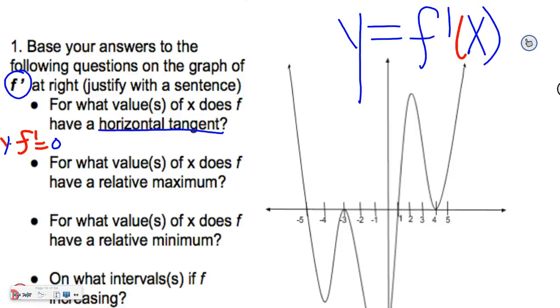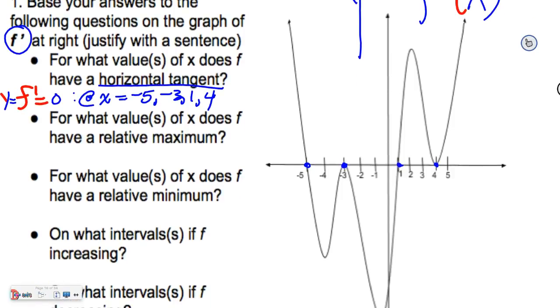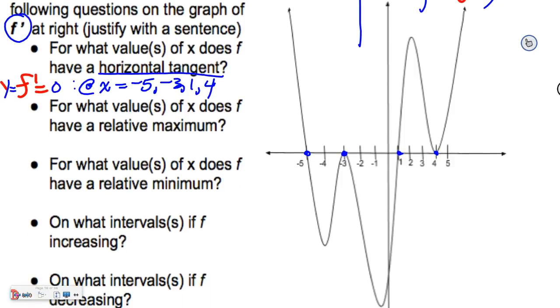But I'm staring at the graph of the derivative. So I am looking for where the y values are 0. Right here, right here, right here, and right here. So that would be at x equaling -5, -3, 1, and 4. Those are all places where the derivative equals 0. Some may be maxes, some may be mins, some might be neither, but they are all horizontal tangent lines and they are also all critical values.